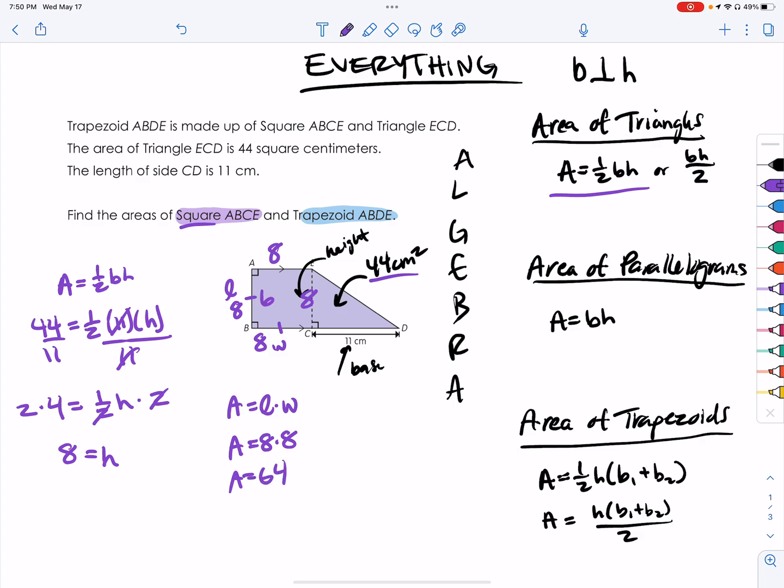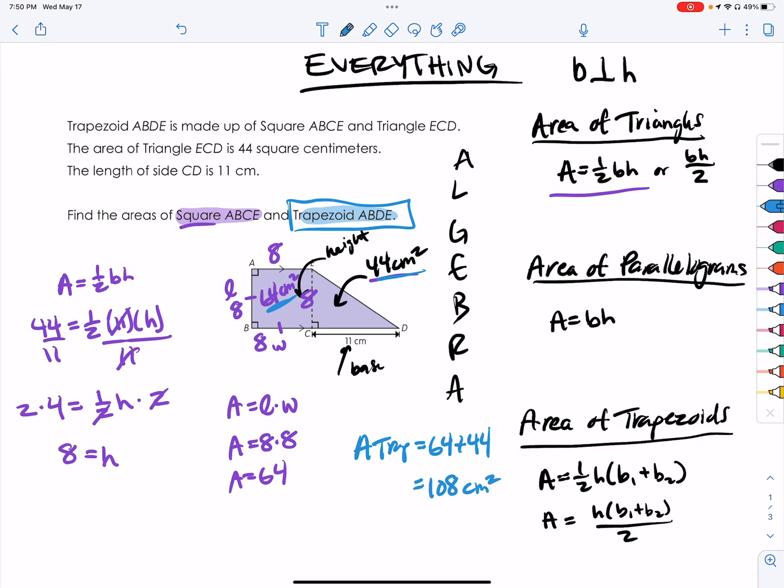So that means the area of this square is 64 centimeters squared, and the area of that triangle is 44. So that means for our trapezoid, we can just take these 2 areas and add them together. Area of a trap will be 64 plus 44, which is 108 square centimeters.